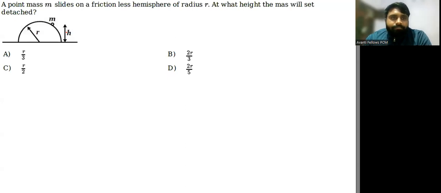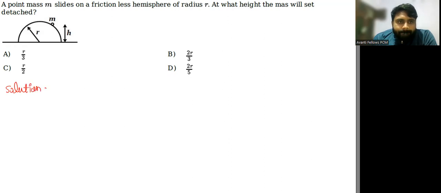A point mass M slides on a frictionless hemisphere of radius R. At what height will the mass get detached? Okay, so this is a very conceptual question from the work, energy and power chapter.